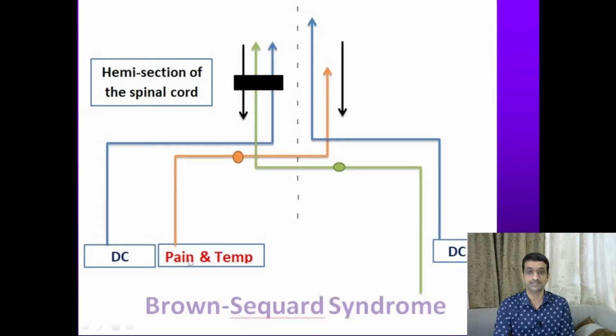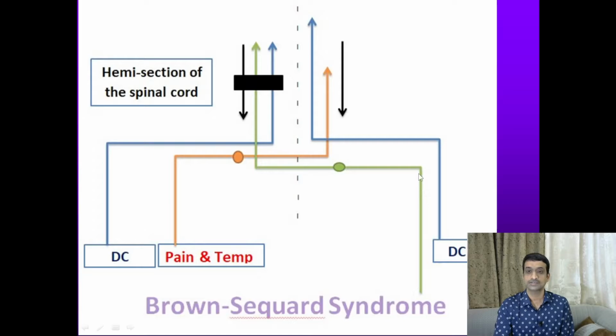Whereas pain and temperature, you can observe carefully, this orange mark crosses to the opposite side and ascends to the brainstem and brain, so it is not affected. That means on the side of the lesion, below the level of the lesion, only the sensations carried by the dorsal column are affected and lost, whereas pain and temperature on the same side are preserved. They are uninterrupted and go to the opposite side, so they reach the brain, and the sensation of pain and temperature is perceived because of the anterolateral columns or spinothalamic tract, which crosses at the spinal cord level.